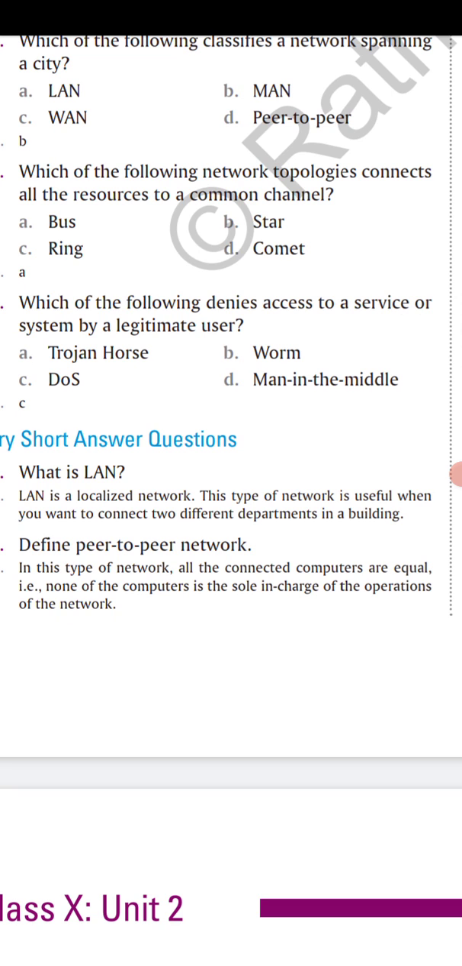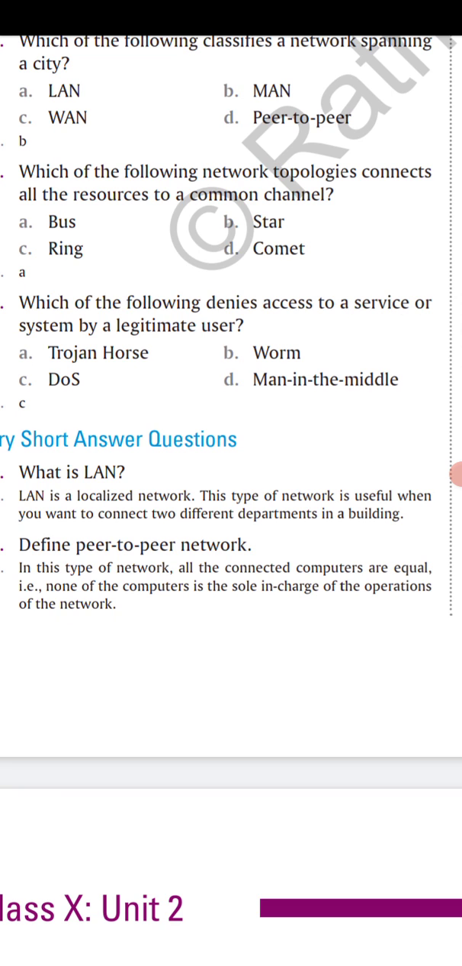And also I want to tell you that this type of network is useful when you want to connect two different departments in a building. Suppose you have departments in your school, or you are in an office and you want to connect two departments at one location for accessing from one location. We will create a network that is used as a local area network, that is called LAN. You should know this very well.